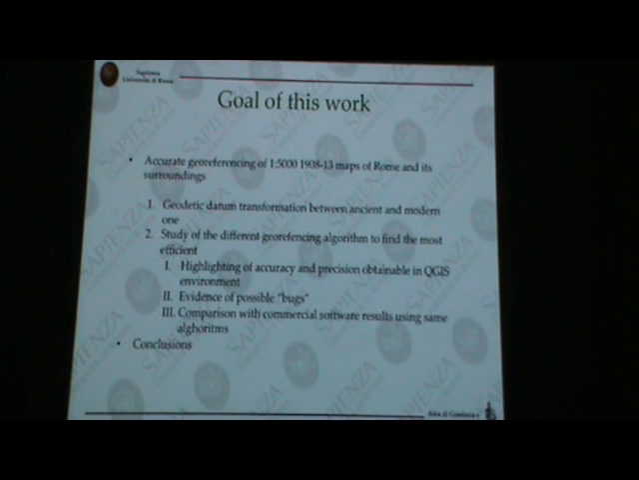The main goal of this work was to correct and accurately georeference two series of maps that were drawn by the Istituto Geografico Militare, which is still the national agency for cartography and geodesy in Italy. These two series of maps were drawn at 1 to 5,000 scale, and they represent the city of Rome and a little part of the surrounding area.